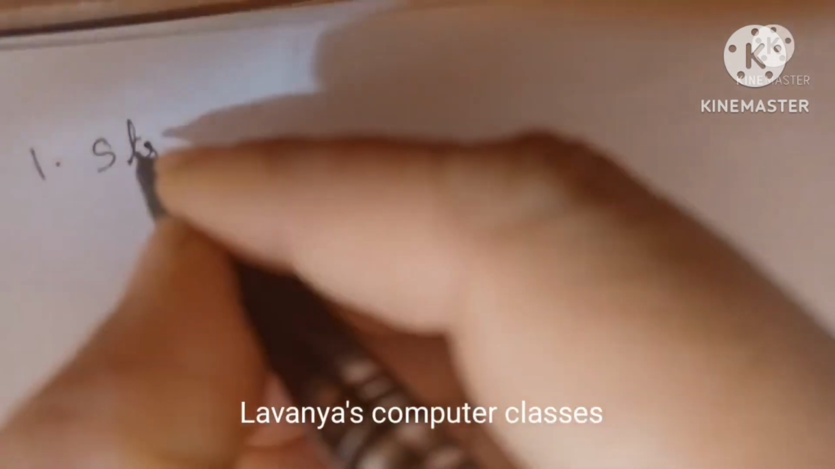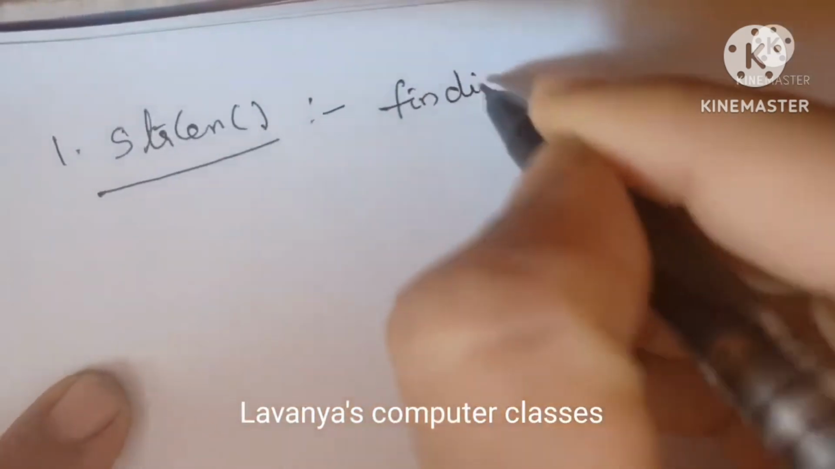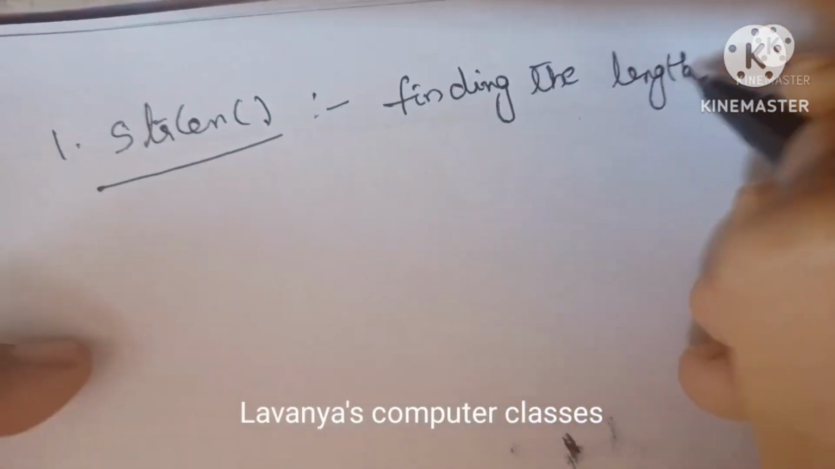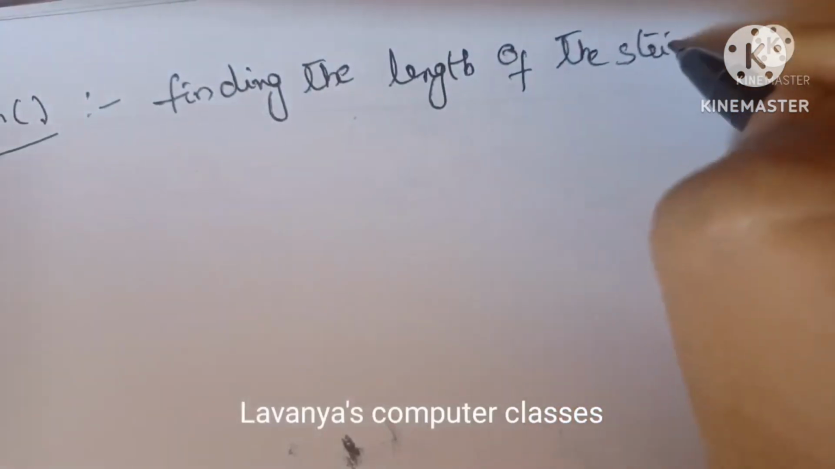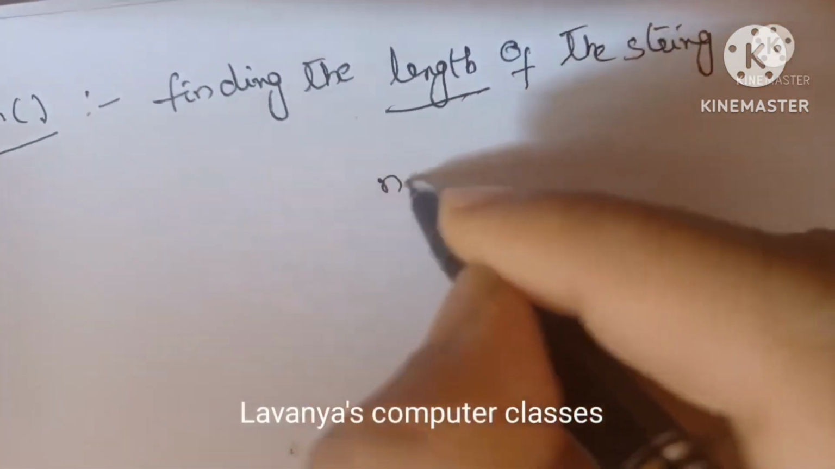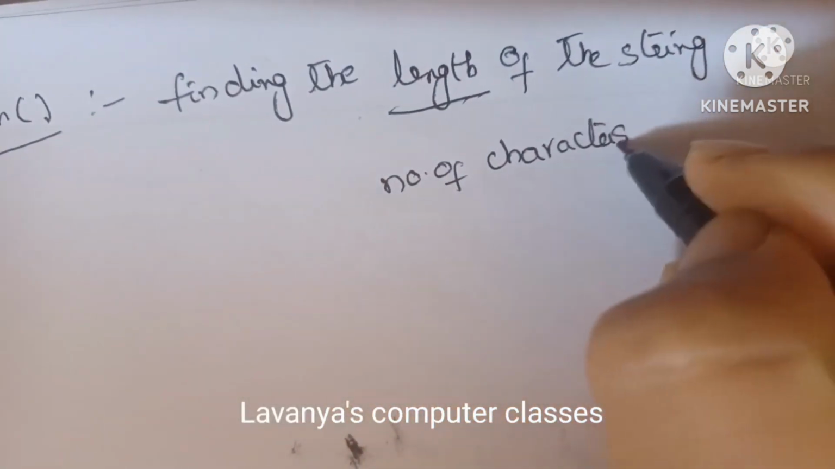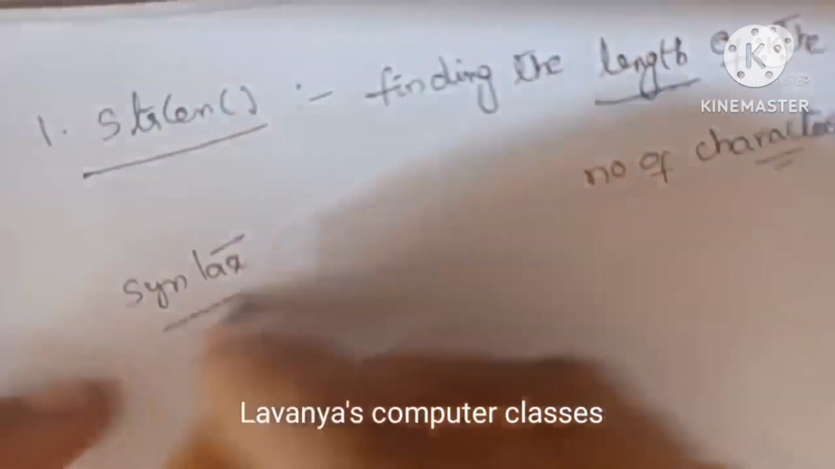The first function is strlen. Len means length. Finding the length of the string. strlen is used for finding the length of the string. What is the meaning of the length of the string? It means the number of characters in the given string. This is the syntax. Now I am writing the syntax.